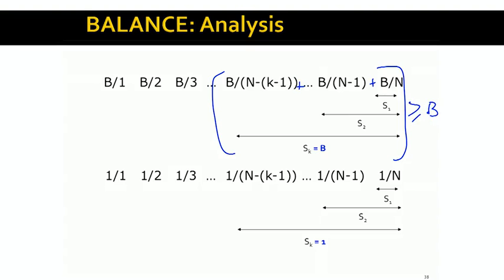Now what we're going to do to simplify the problem is divide by B throughout. That's equivalent to saying that the allocation to the first advertiser is 1 by n, the allocation to the second advertiser is 1 by n minus 1, and so on. And what we're interested in finding is the smallest k such that the sum of the first k terms is greater than or equal to 1. So we want to find the smallest k such that 1 by n plus 1 by n minus 1, and so on through 1 by n minus k minus 1, is greater than or equal to 1.